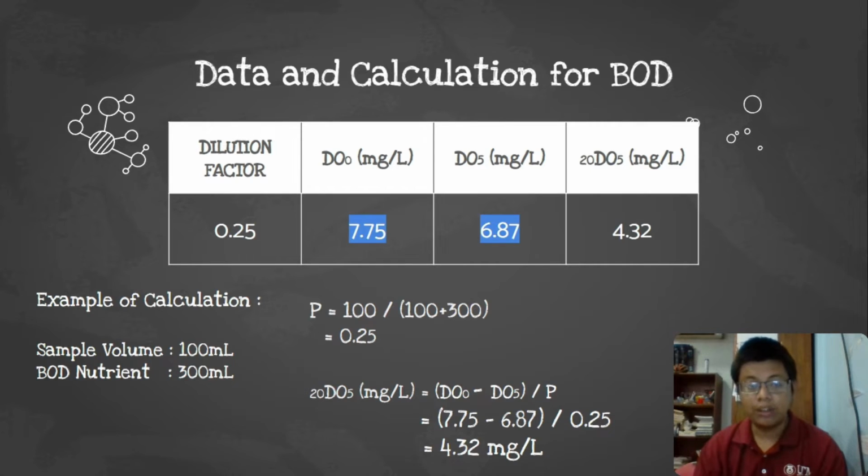After the data has been recorded from the experiment, we can conclude that the DO0 is 7.75 and DO5 is 6.87. So, we need to find the dilution factor and the BOD5. The example of calculation for dilution factor is 100 over 100 plus 300. We're going to get 0.25. After we got our dilution factor, we can use our formula, DO0 minus DO5 over dilution factor, which gives us 4.32 mg/L.